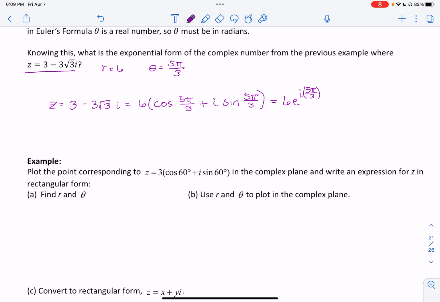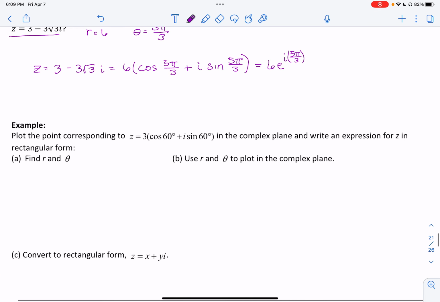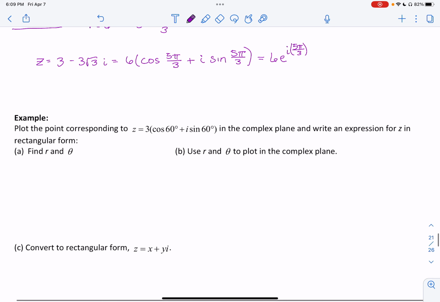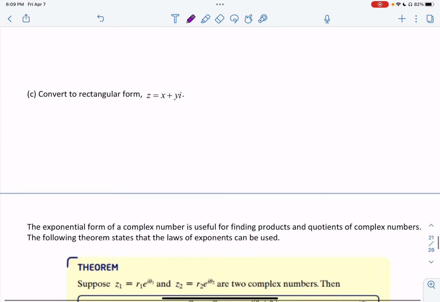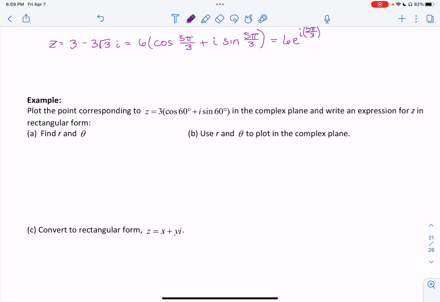If I look, we've got some examples here where we plot things in the complex plane and write an expression for z in rectangular form. You can go ahead and try and bring those back if you want to. I'm not going to do the example right now. Maybe we'll do that in class on Monday.